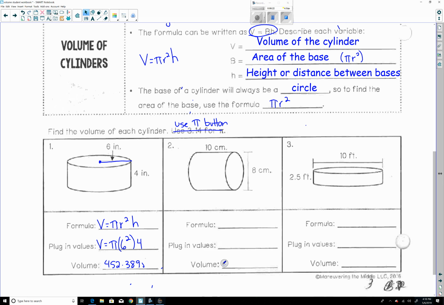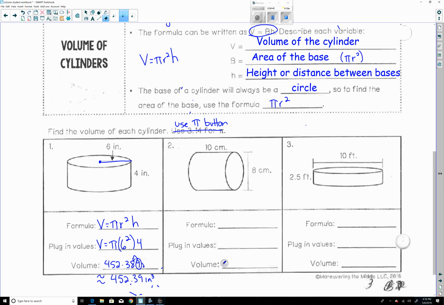452.389. Now since this is a 9 and I want to round to the nearest hundredths, I'm going to bump that up, I'm sorry, not to 10, to 9. 452.39, and these are inches, inches cubed. Okay?